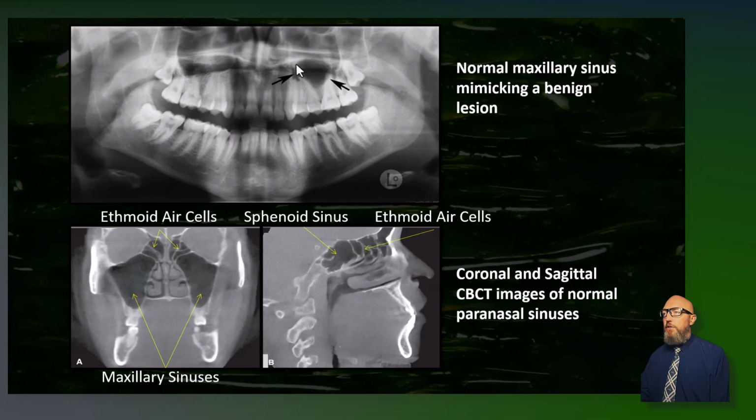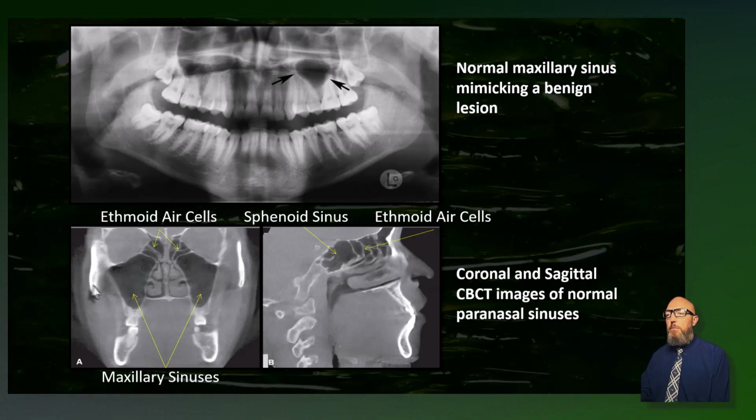In this case, at first glance, you see this well-defined radiolucent lesion on the panoramic radiograph, but this is just normal sinus loculation. Like I said, there's variation. Sometimes it pneumatizes into other areas, and it's not necessarily perfectly symmetric.